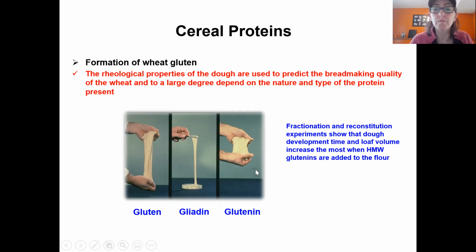The way they found this is by fractionating and reconstituting. So they fractionated the protein within the wheat flour into different components, and then they mixed them back at different proportions and determined the impact of the ratio on the viscoelastic properties of dough.